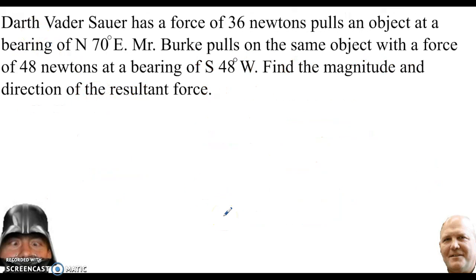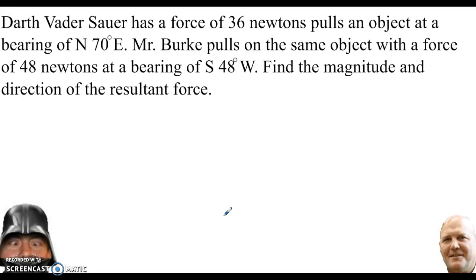Darth Vader Sauer has a force of 36 newtons and pulls on an object at a bearing of 70 degrees east of north. Mr. Burke pulls on the same object with a force of 48 newtons at a bearing of 48 degrees west of south. So find the magnitude and the direction of the resultant force.